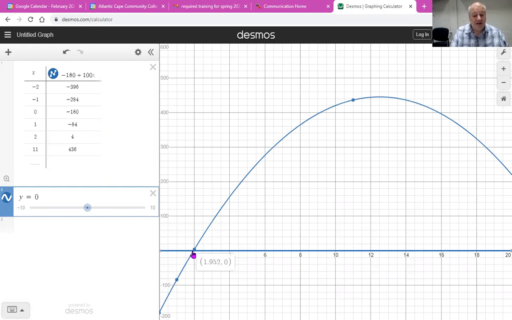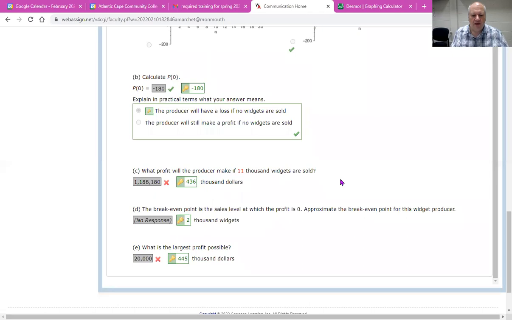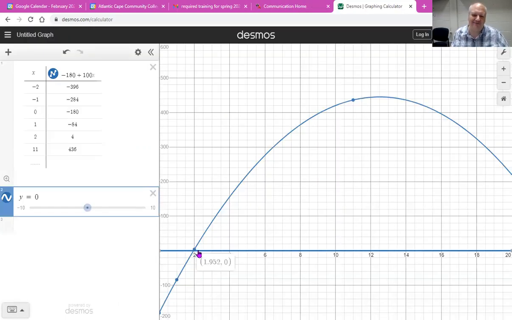That's the answer, but that's 1.952 thousands, so it should be 1952. Let's see what the answer is. Oh, maybe I'm wrong. 2,000 widgets. Well, approximate. See how it says approximate there? That's why we should say 2. And if you look, it's about 2. It's not exactly 2, but really it looks like it's 2.